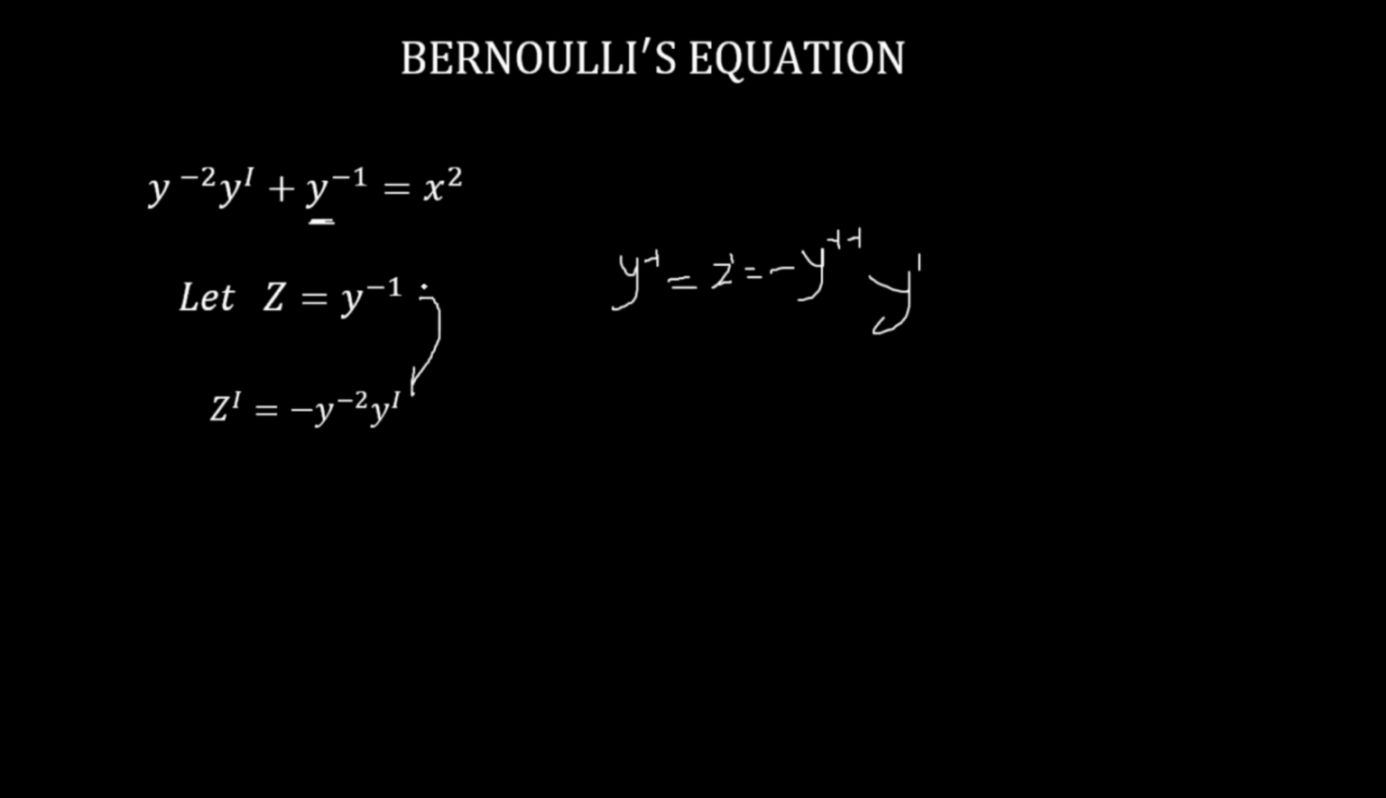After getting these two, we try substituting them into the equation to make it linear. As you can see, z is equal to this, and z prime you can fix when you factorize negative 1 out.